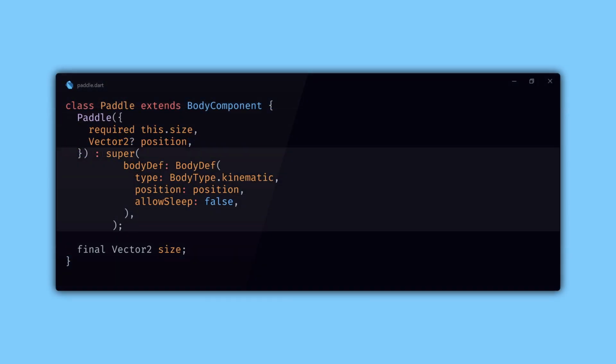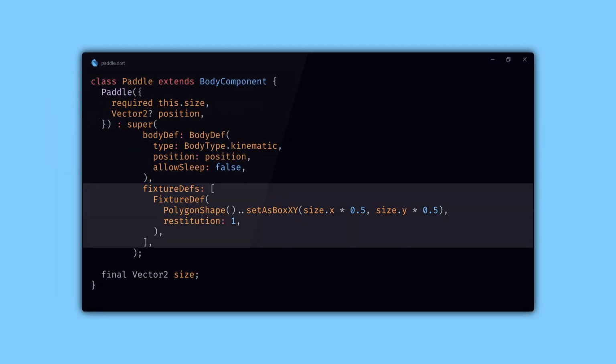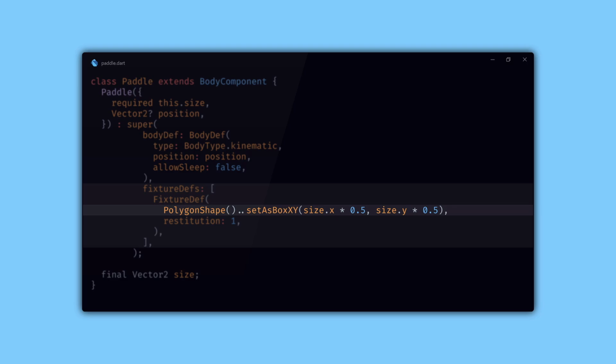In the super constructor, we set the position of the body definition to the input position. Next, we set the type to BodyType.kinematic. Kinematic bodies are controlled by the user and do not respond to forces or collision with other bodies. We also set allowSleep to false to prevent the paddle from sleeping. For the fixture definition, we use a polygon shape to define the rectangular paddle and set its size with setAsBoxXY. The parameters to setAsBoxXY are half width and half height. Similar to the previous fixtures, we set the restitution to 1 here as well.